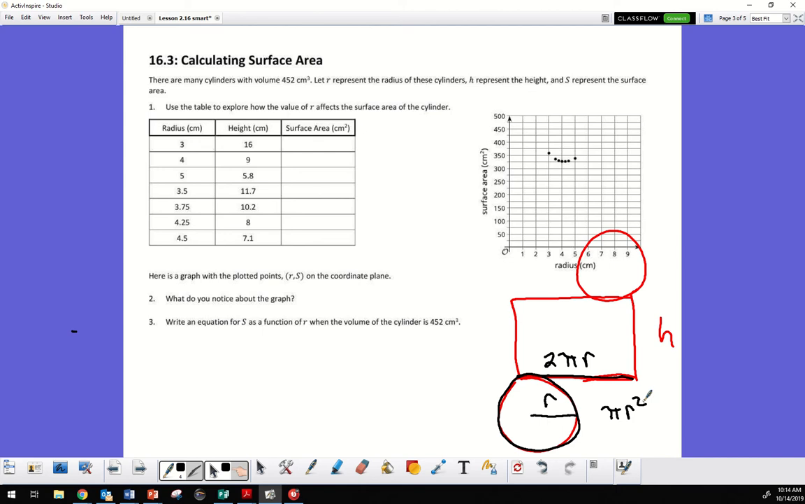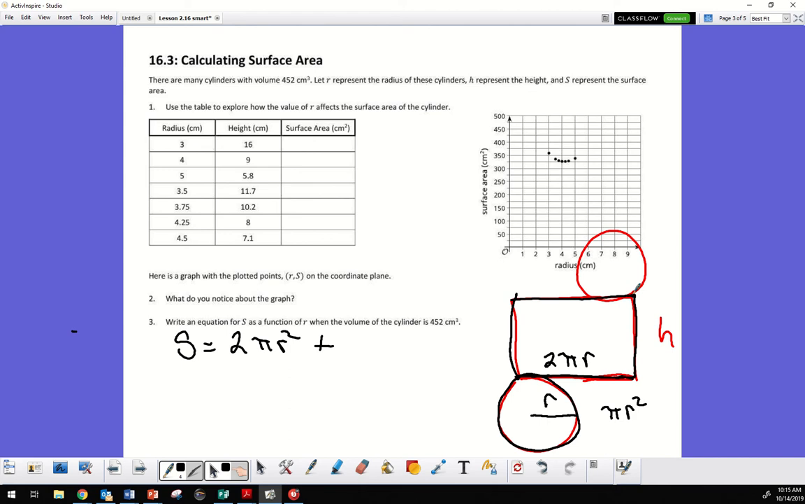So I'm going to put all this together into one formula. I know I have a top and bottom, since I have 2 of those. So my surface area would be 2 pi r squared. That's going to be my top and bottom. And right here, plus, I need to find the area of this piece right here.